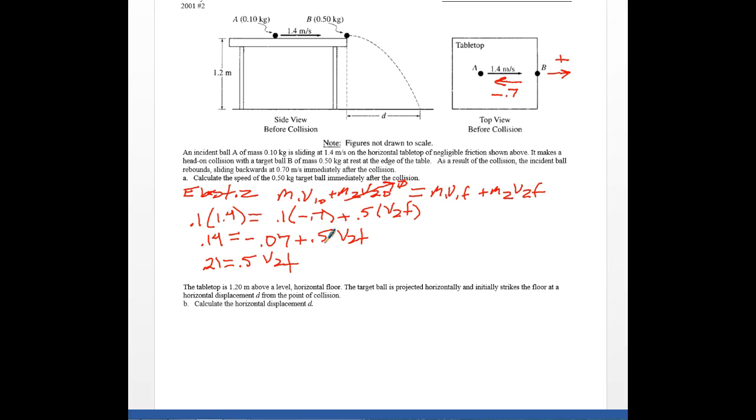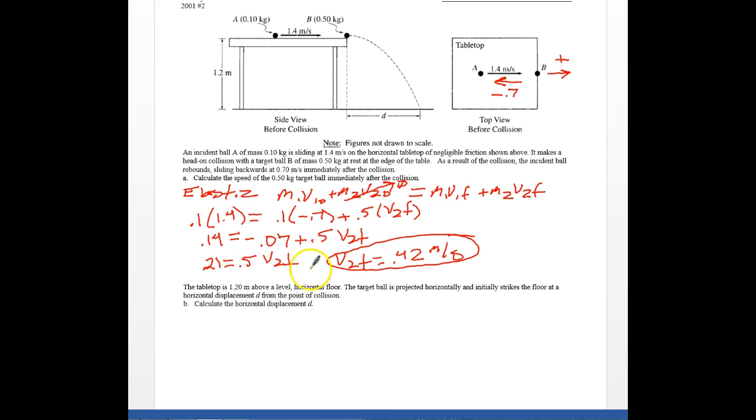And now I'm going to get out my calculator so I can figure out what that is. I'm going to take 0.21 and divide that by 0.5, and I end up with 0.42. So V2F is equal to 0.42 meters per second, and that is the correct answer.